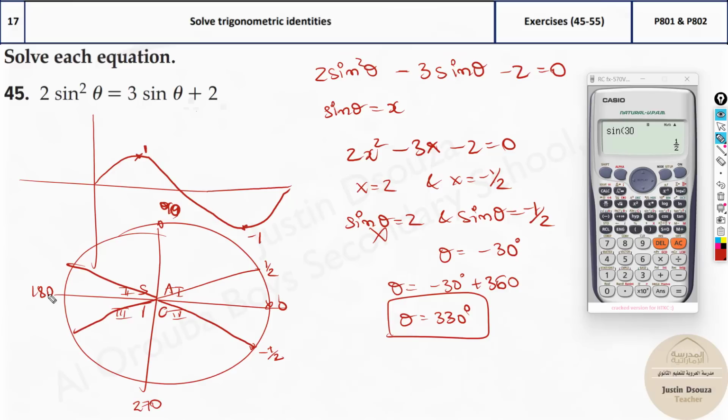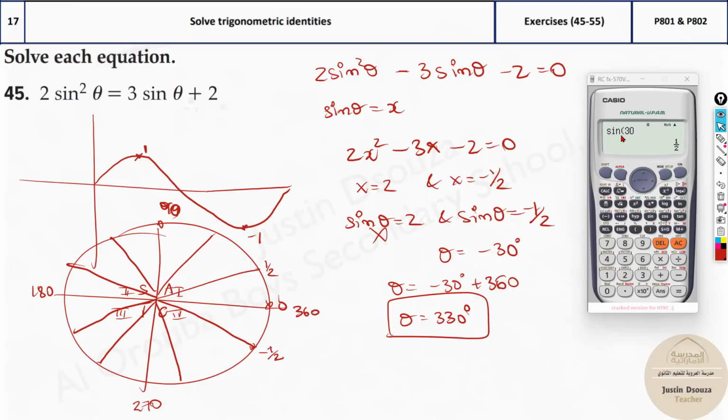Now, this one will be 150 minus 30. The unit circle is always at a span of 30. So this is 30, 60, 90, 120, 150, 180. This will be 210, 240, 270. Then we have 300, 330, and again we go back to 0, that is 360 degrees. This is the unit circle.